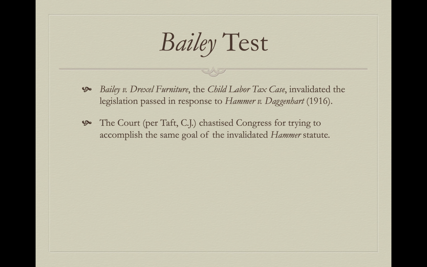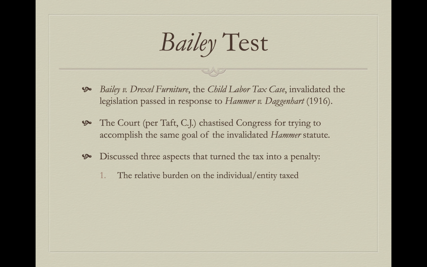as well. And one of the dualisms that Taft set up here was in explaining that the tax was actually more of a penalty than a tax. So what turns something from a tax into a penalty? Well, he said there are three factors that we look to. We look at the relative burden on the individual or the entity that's taxed. And here it seemed incredibly high, right, leading to the thought that what Congress was really trying to do was penalize child labor.